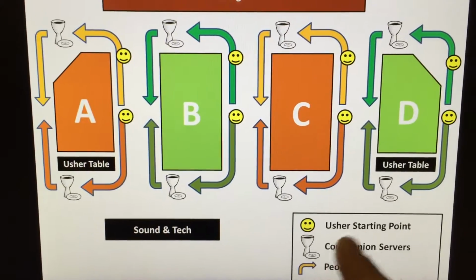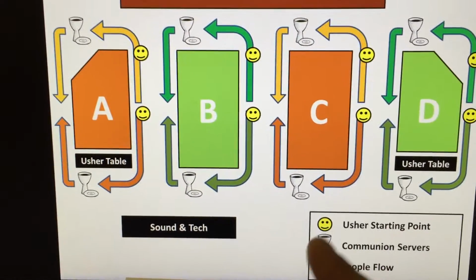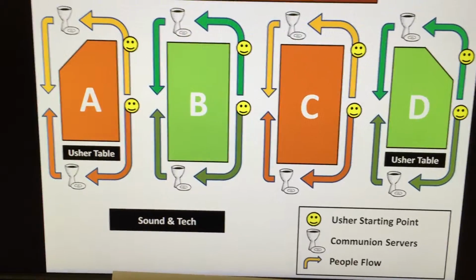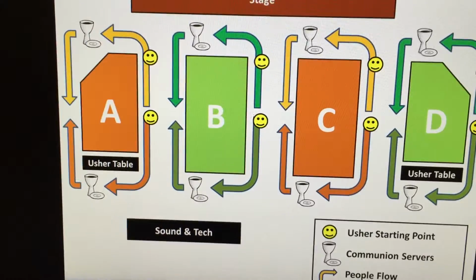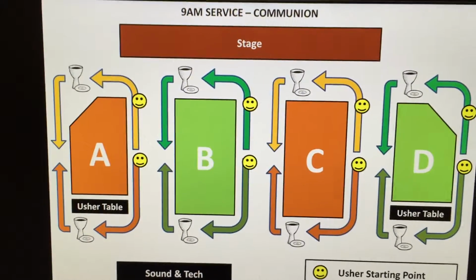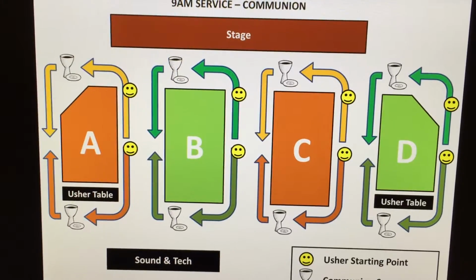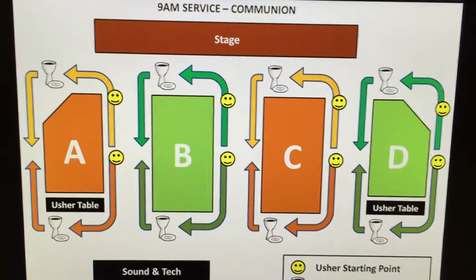And then your little key here, the little happy face guy, that's you if you're an usher. And then the communion elements here, that's you if you're one of the communion servers. And then the different arrows that you see show you the direction that people should be flowing as we direct them. So during the last part of the service, after the sermon, there'll be an extended time for worship, and we'll be dismissing folks for communion.